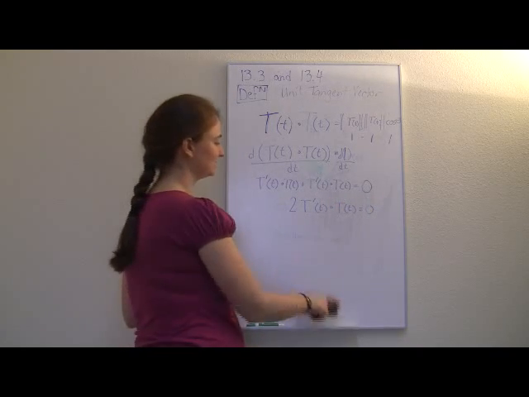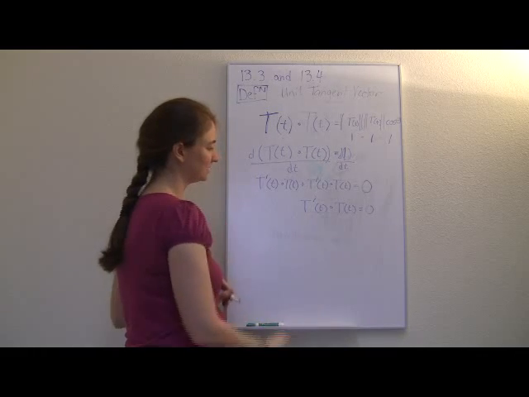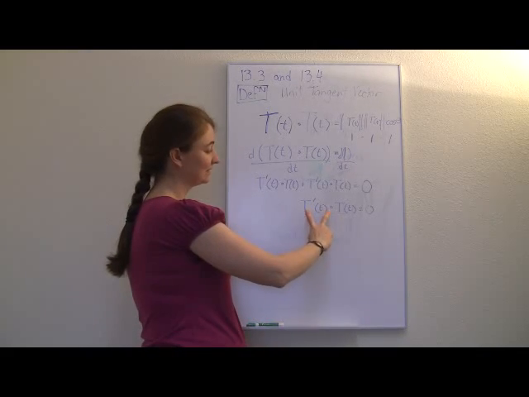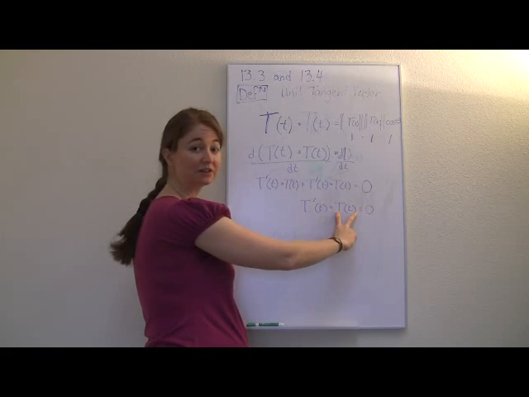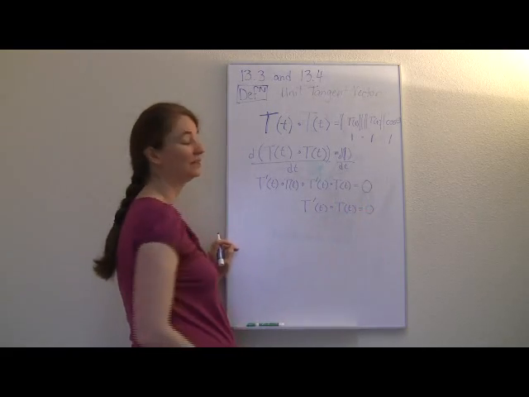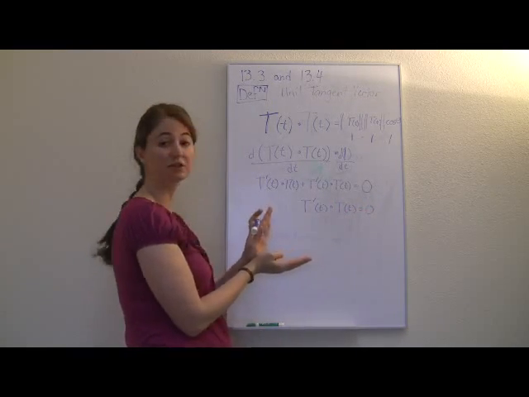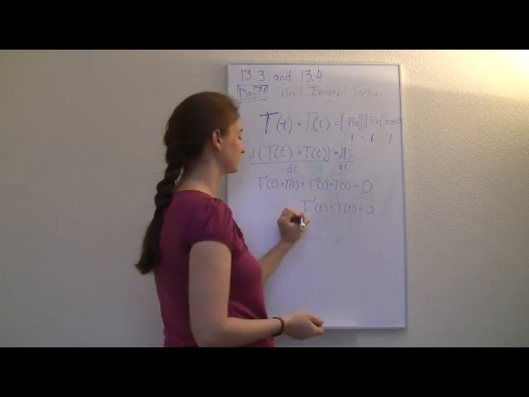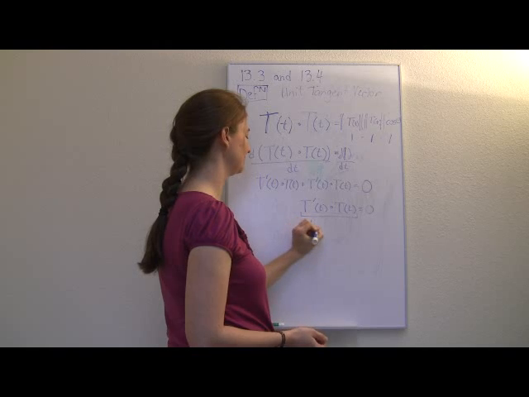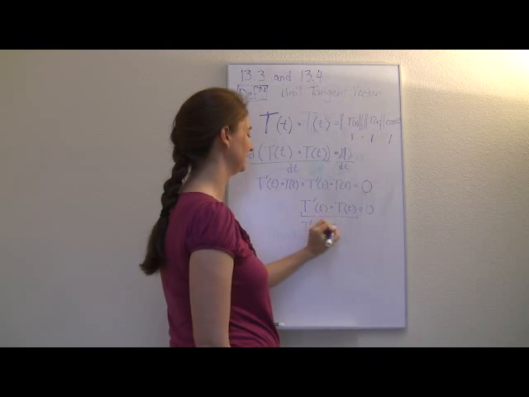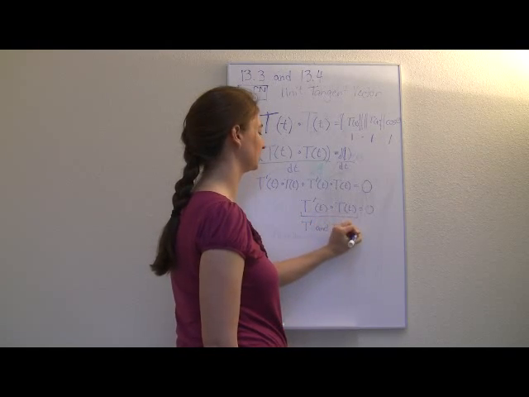And I can divide both sides by 2. It'll still be equal to 0. And it tells me that the derivative of my unit tangent vector dotted with my unit tangent vector is equal to 0. The only time that our dot products are equal to 0 is when the two vectors are orthogonal to one another. So that means that T prime and T are orthogonal.